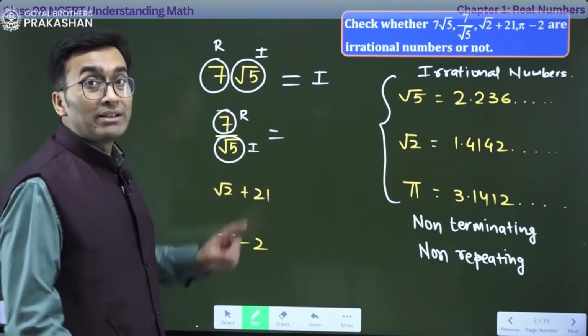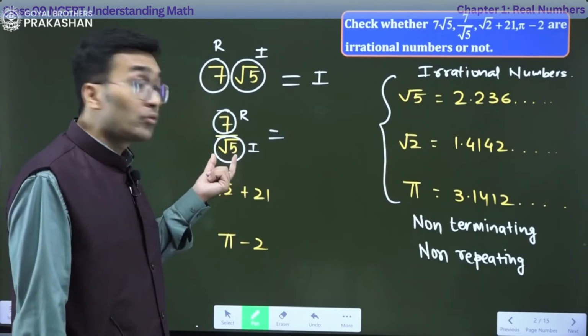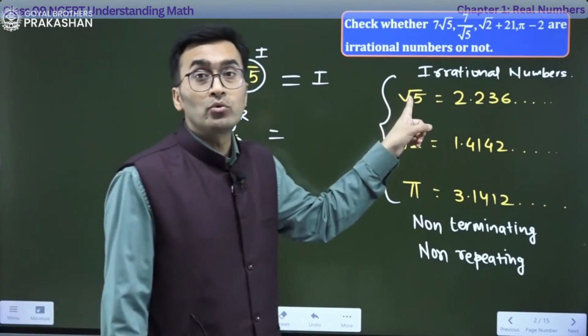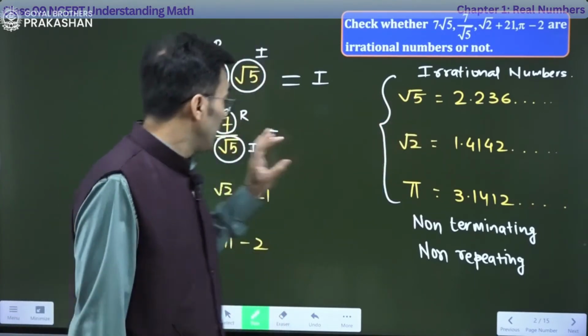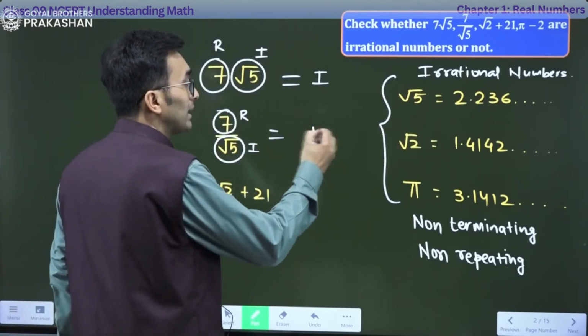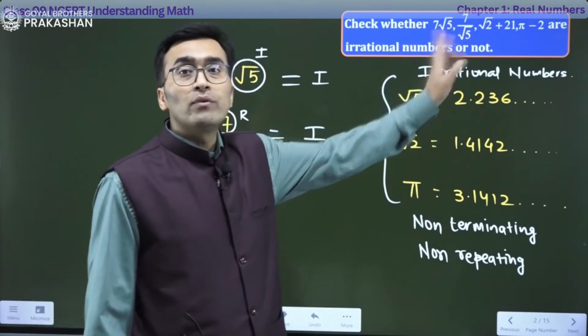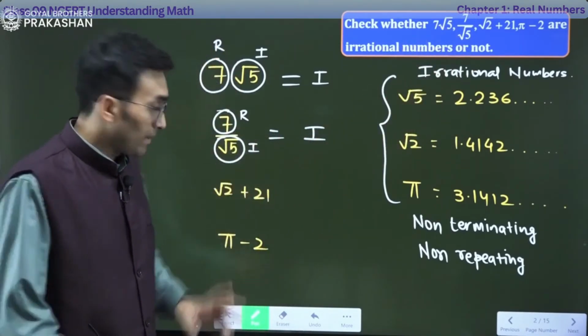Now, division of rational and irrational. How do I know root 5 is irrational? From here, root 5 is irrational. Now, rational divided by irrational gives us irrational here. So the second one, 7 over root 5, is also irrational.